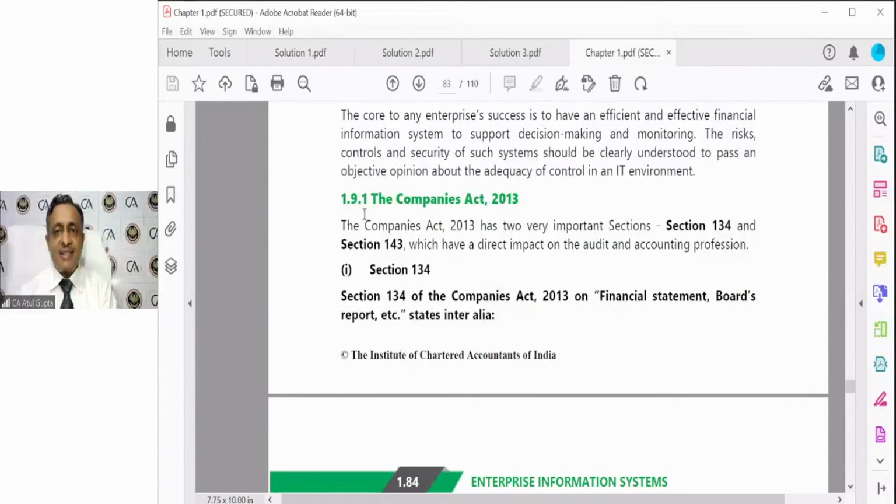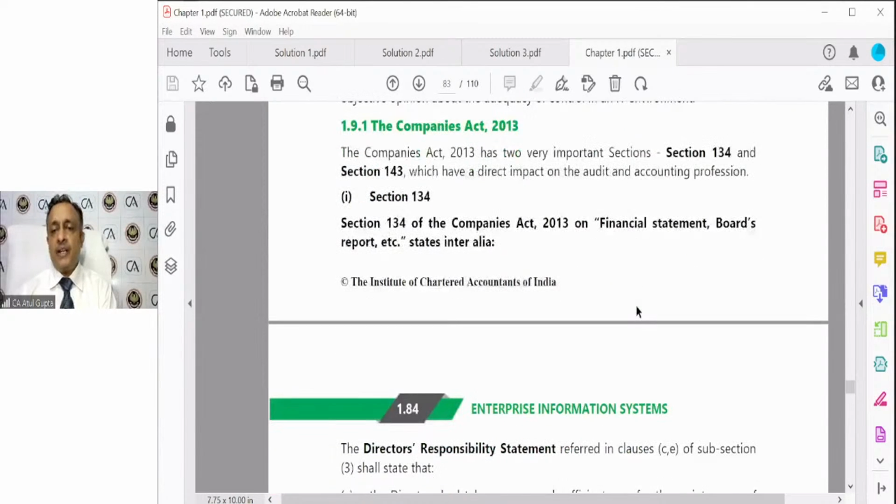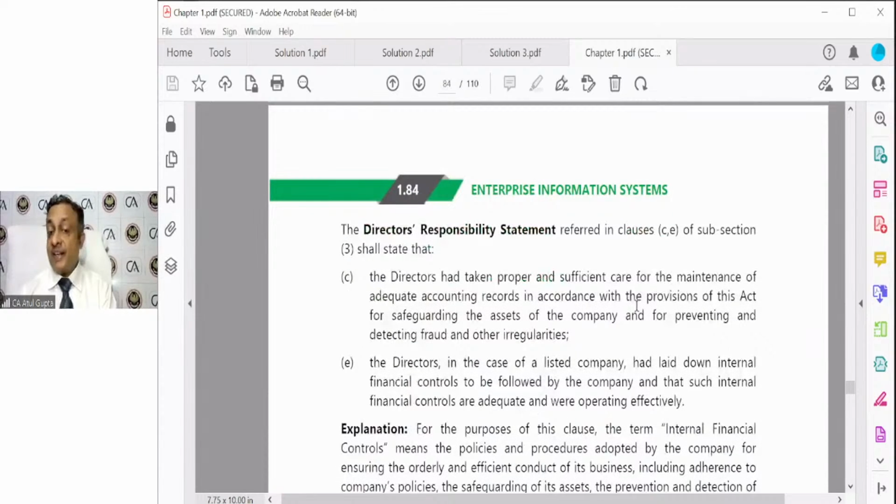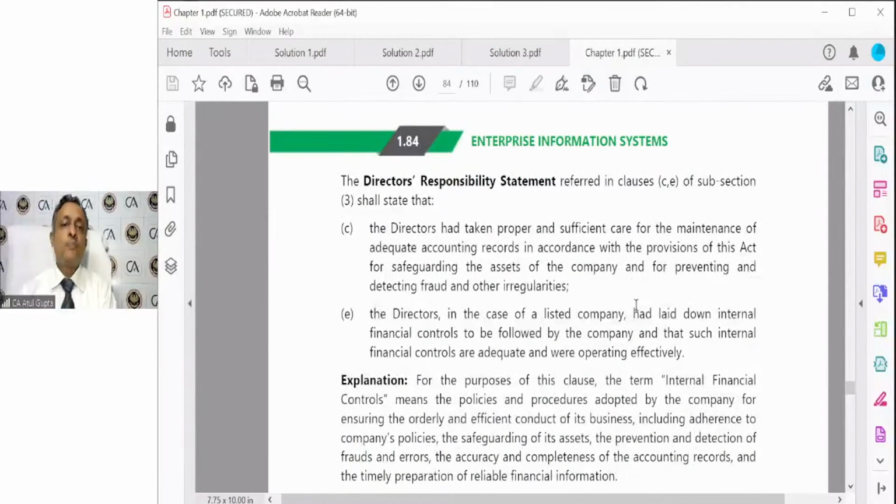You must be reading these sections in other parts of your syllabus also, but these are relevant for technology and technology related issues. So in the Companies Act, two important sections are talked about, section 134 and 143. 134 is about the financial statement, board report. We have talked about this director's responsibility statement and we did refer to it. It says that the directors have taken proper and sufficient care for maintenance of adequate accounting records in accordance with the provisions of this Act, that is the Companies Act, for safeguarding of assets of the company and for preventing and detecting frauds and irregularities.